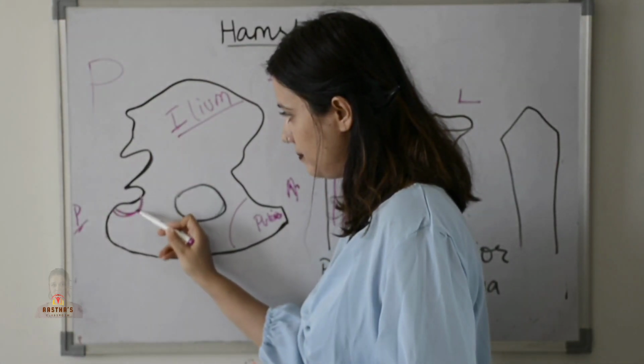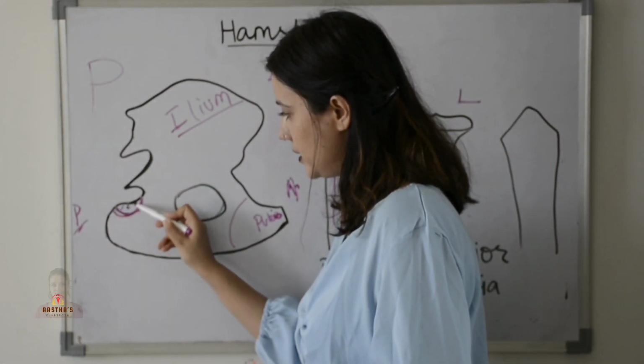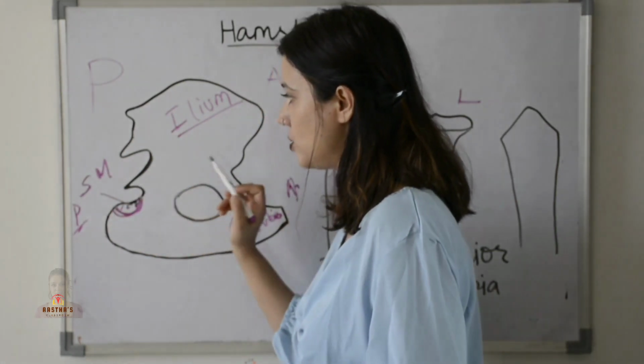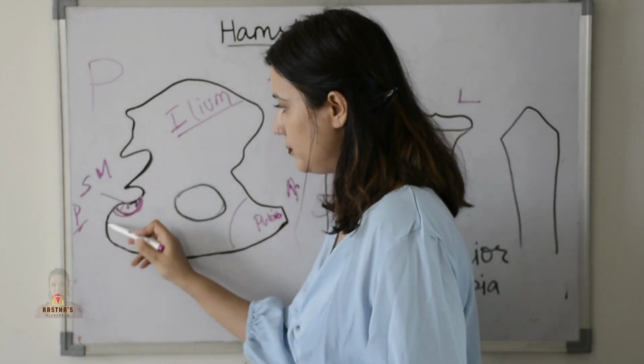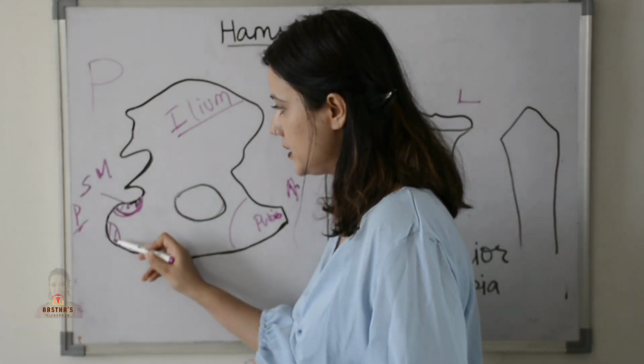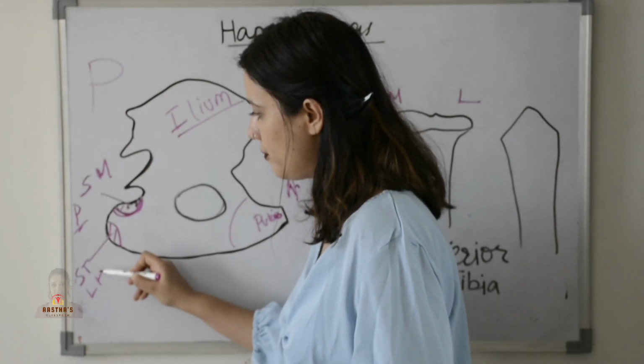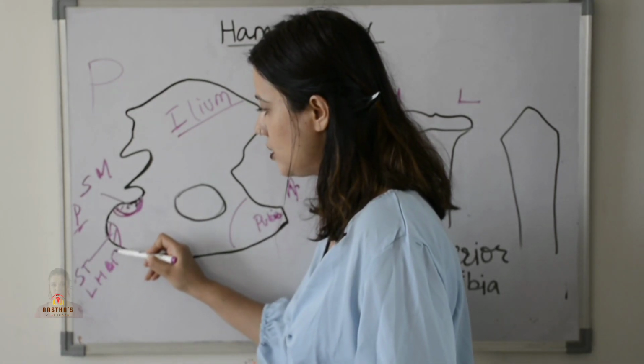So this is the superolateral part from where semimembranosus muscle gets originated, and from the inferomedial part semitendinosus and long head of biceps femoris gets originated.